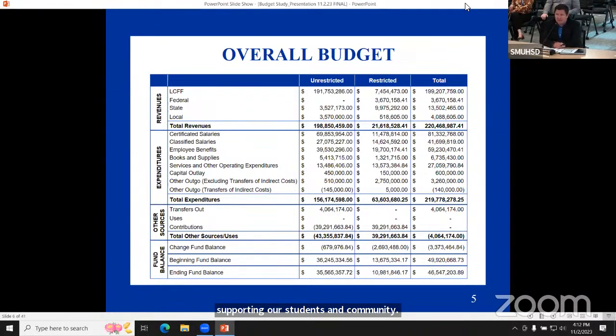This slide has a breakdown of our unrestricted and restricted budget, including our total budget of around 220 million. As the CBO, what I ask the board to do is really focus on the unrestricted side of the budget. That's really our ongoing expenditures, as well as the impact of the restricted side of the budget on the unrestricted side. And then really with a focus on that ending fund balance on the unrestricted side, because that's what's there to support the district in bad times if needed.